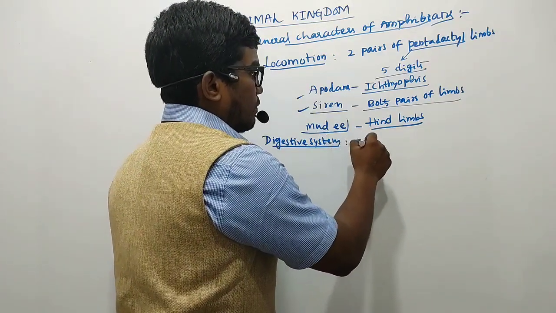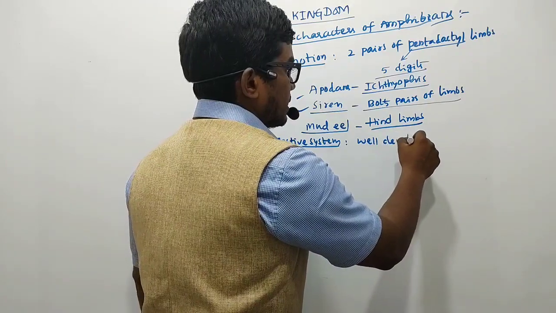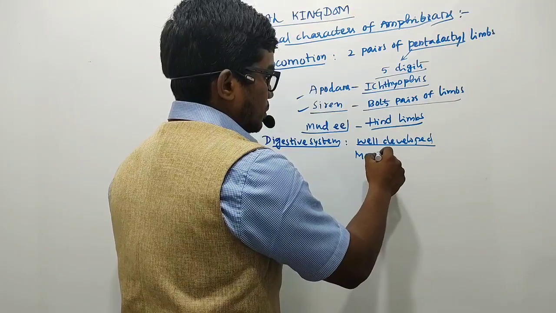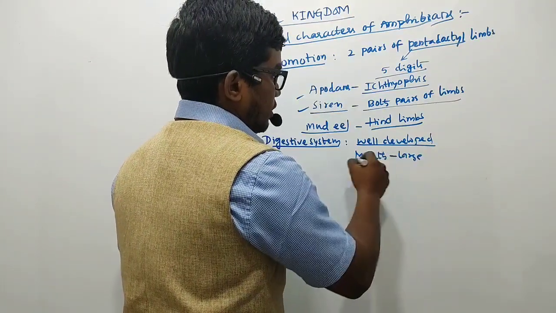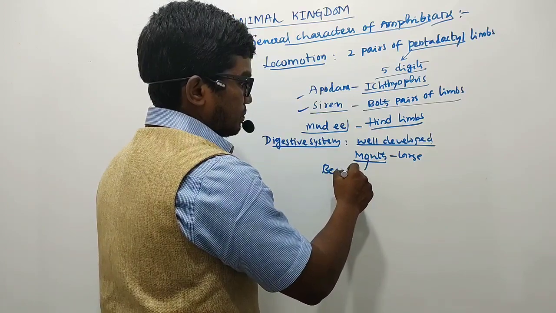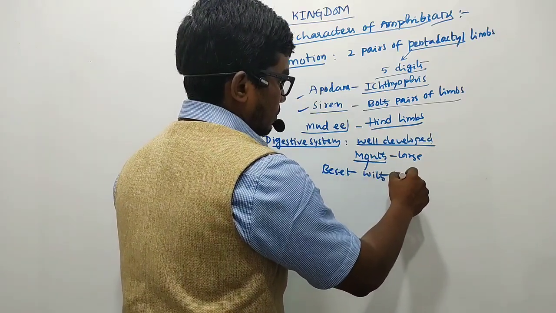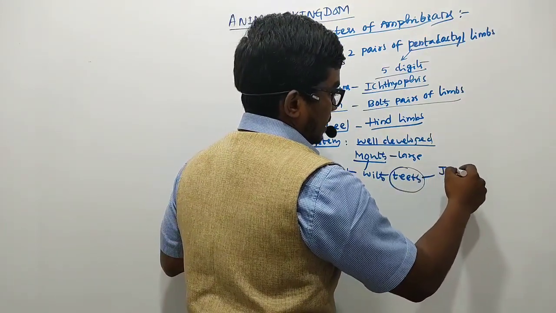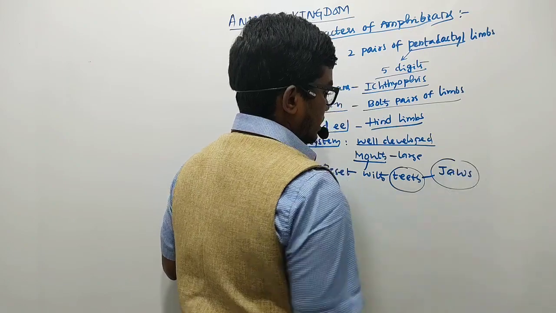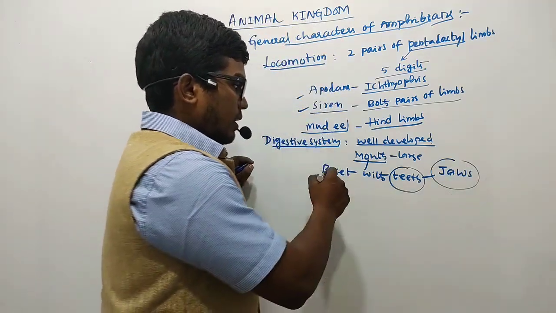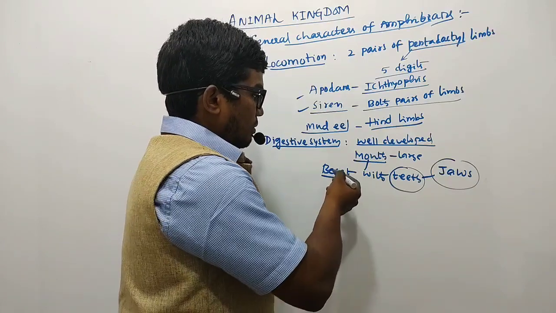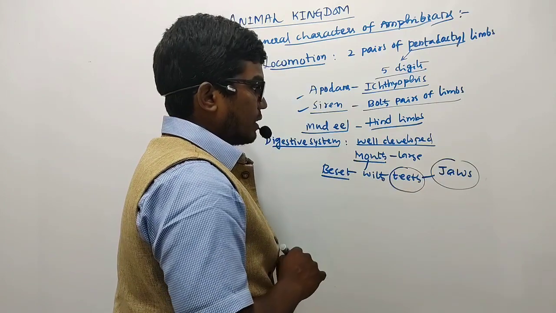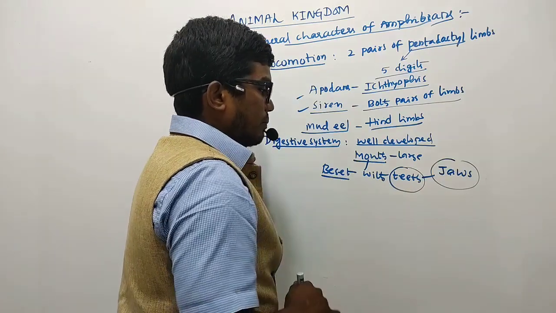Here, it is very well developed. First of all, it has a very large mouth, which is beset with teeth. The teeth are present generally in the jaws. They have jaws to which the teeth are attached. The word beset here means to get attached, or suspended along with the teeth. That is what the meaning is here.